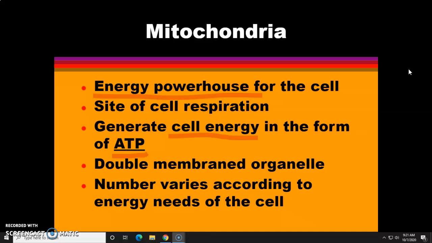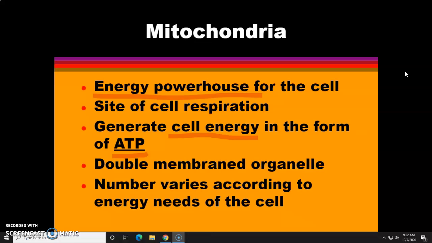Then the mitochondria, and you all come to me saying it's the energy powerhouse, the powerhouse of the cell. And it does generate cell energy and ATP. It's very important in the cell energy process, and the number varies according to the energy needs of the cell.